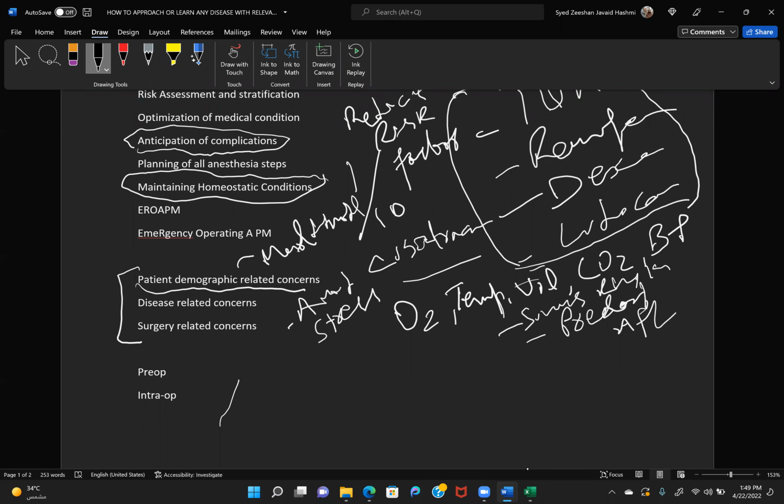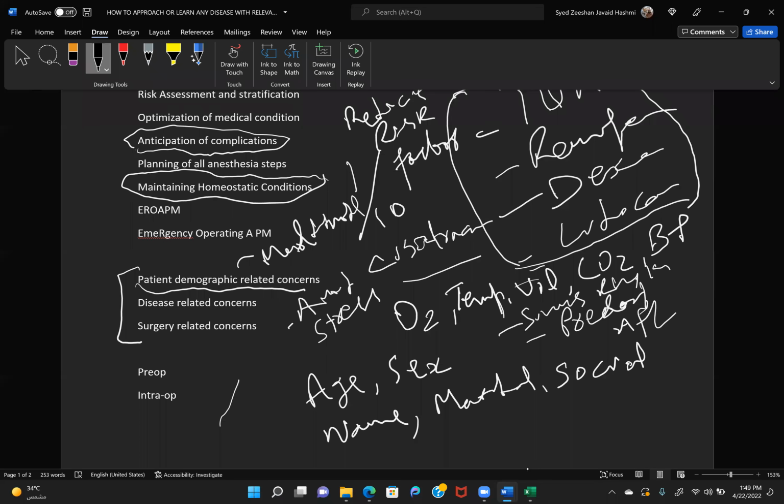The age, patient name, age, marital status, married or unmarried. It's a social status. Ethnicity. Height, weight. What else? Blood group.